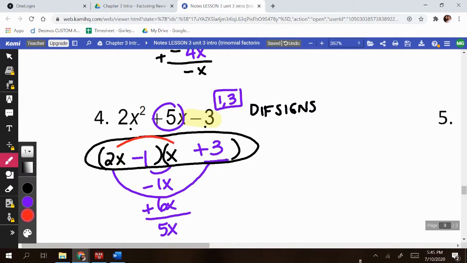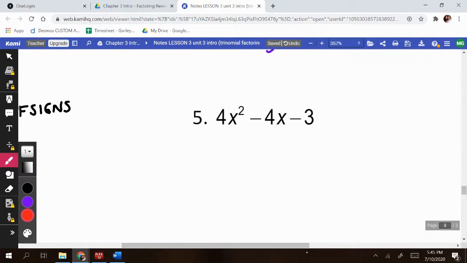Check your work. First times first is 2x squared. Last times last would be negative 3. That looks good. And my outers and inners, we've already confirmed that those would add up to 5x. Number 5, because we have a c value that's negative, I know that we're going to use different signs here as well.